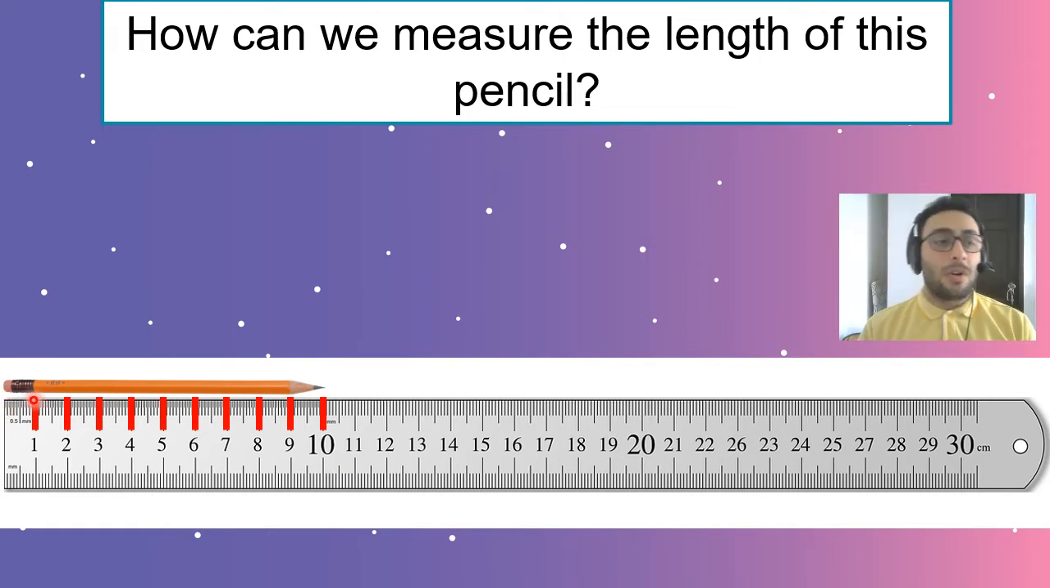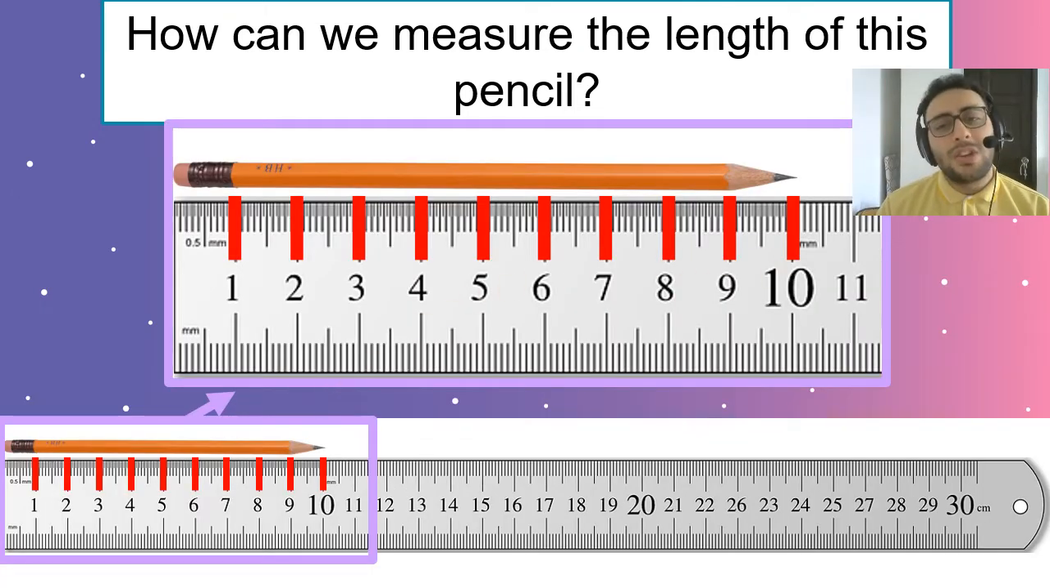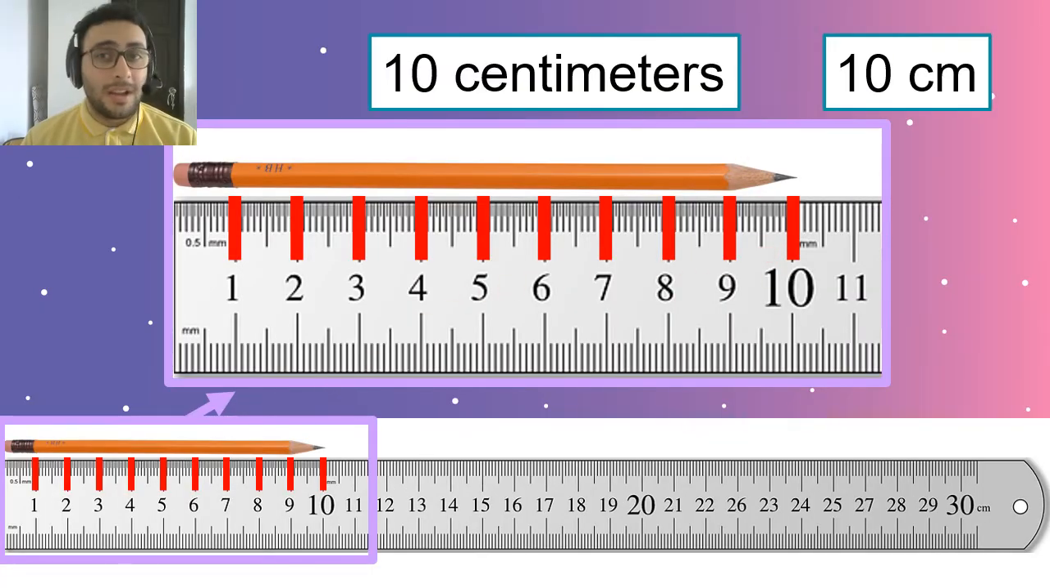So, now we mark 1, 2, 3, 4, 5, 6, 7, 8, 9, 10. So, now it's 10, right? But the question is, 10 what? It's 10 centimeters. Centimeters. 10 centimeters. Or 10 cm. A centimeter is quite small. For example, the centimeter with my hand is going to be around this big, right? This is 1 centimeter. So this pencil is around 10 centimeters.